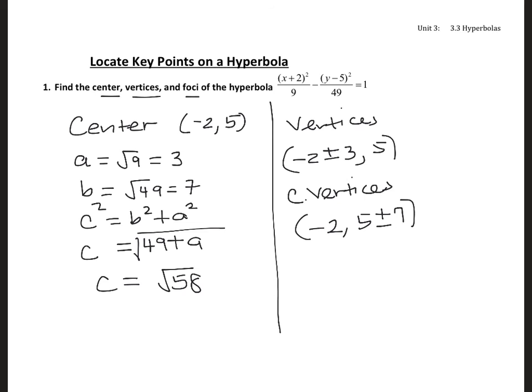And then I can also find the foci, which is going to be the center, and remember it's on the horizontal because x squared comes first, and so it's going to be negative 2 plus or minus square root of 58, and 5. So that's how to do it.